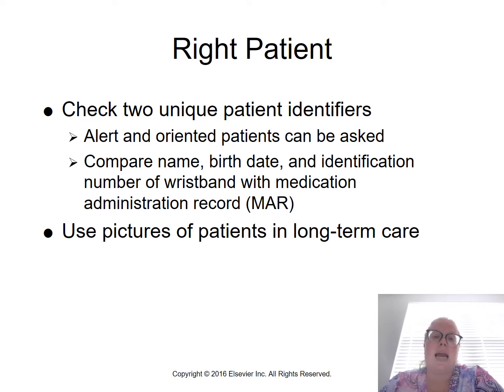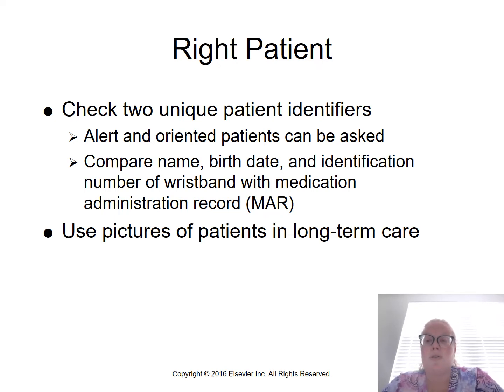So it's very easy to ask an alert and oriented patient their name and birth date and get a very realistic answer. You need to compare their name, birth date, and identification number of their wristband. So all patients should have some kind of wristband identifier with the medication administration record, otherwise known as the MAR.